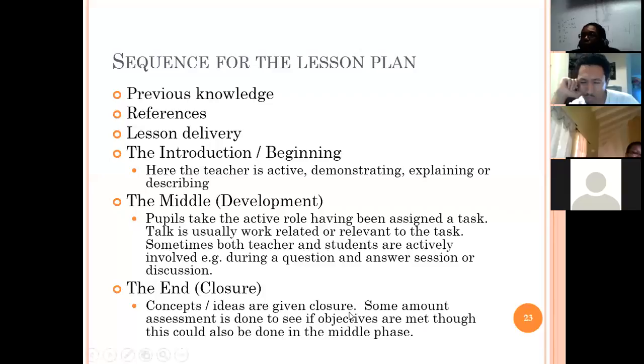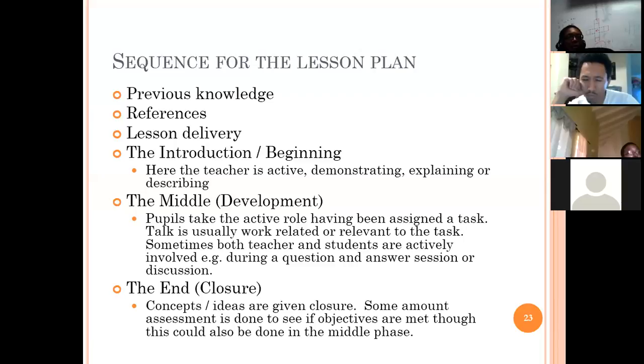And at the end, you may have shared roles, but certainly you end with some sort of closure of your ideas, where students get a sense of what it is that they have done. So that is how you could relate the 5E model to your lesson plan. The beginning phase is your engage. The middle phase, you have the other three E's: explore, explain, and elaborate. And the end is your evaluation phase.